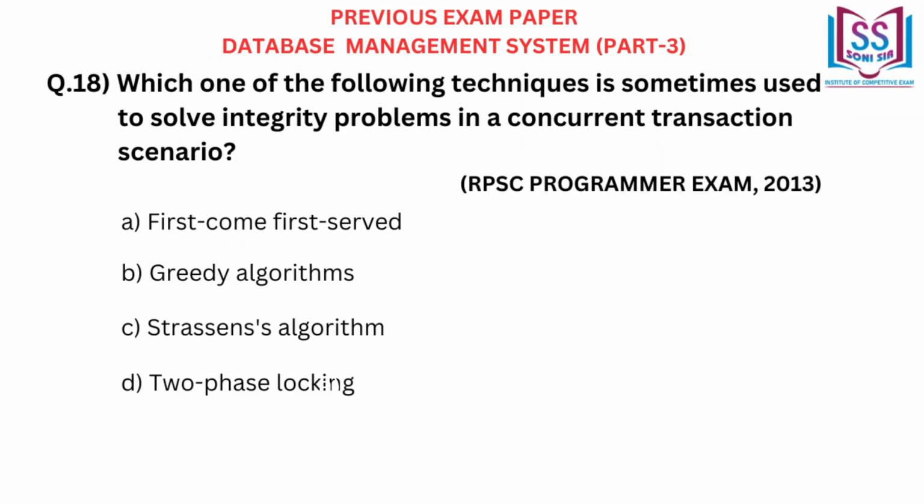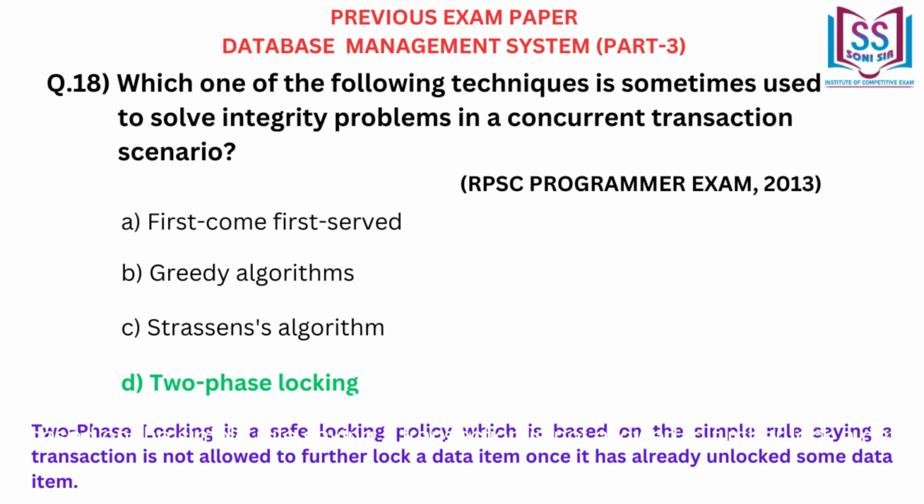Which one of the following techniques is sometimes used to solve integrity problems in a concurrent transaction scenario? A. First come first served. B. Greedy algorithms. C. Strassen's algorithm. D. Two-phase locking. Correct answer D. Two-phase locking. Two-phase locking is a safe locking policy which is based on the simple rule saying a transaction is not allowed to further lock a data item once it has already unlocked some data item.